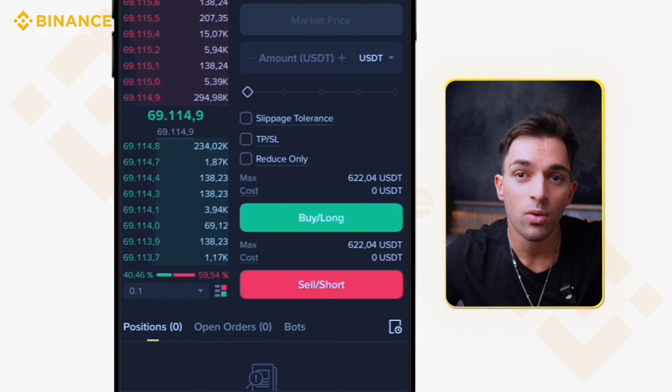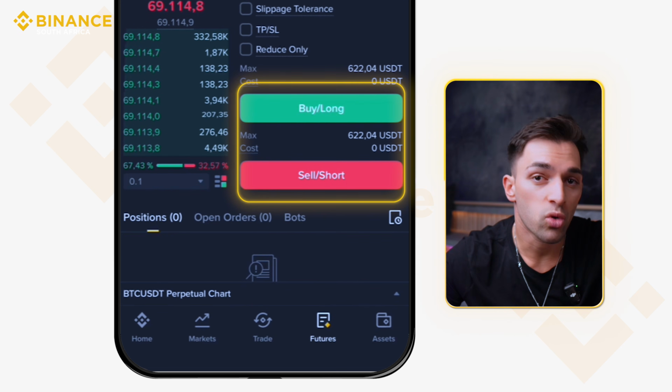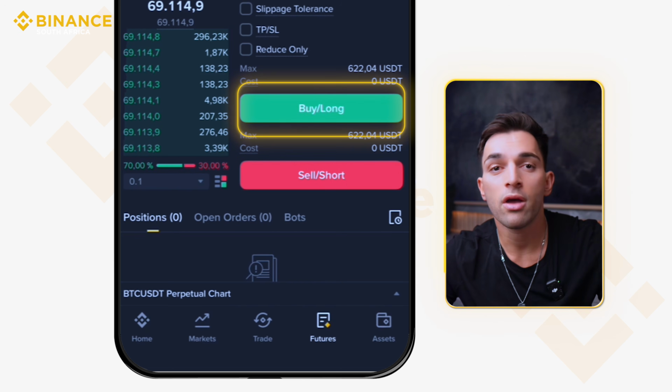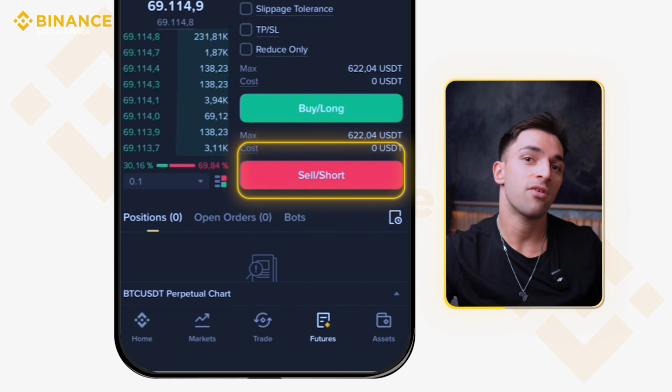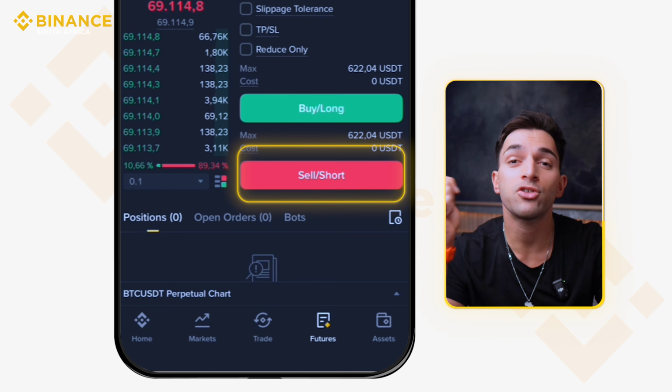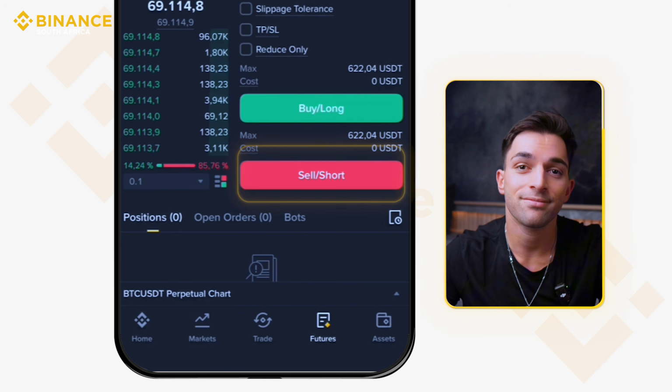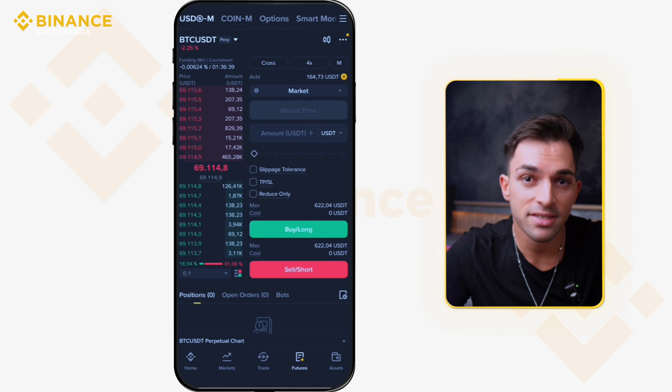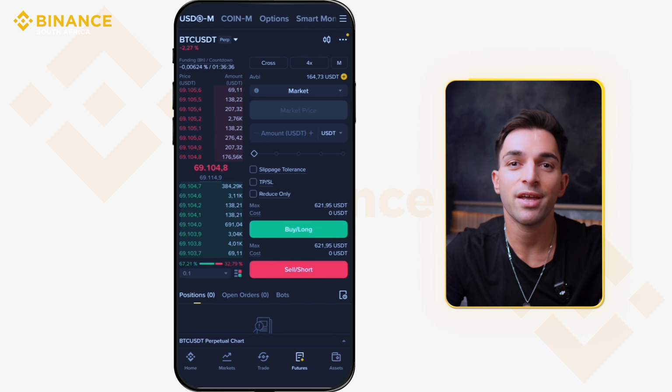Then at the bottom, we've got going long versus short. You go long if you believe the price will go up and go short if you believe the price will go down. This is why futures are so powerful. You can trade in both directions. Great. Now that we've got the interface done, let's get into placing our first trade.